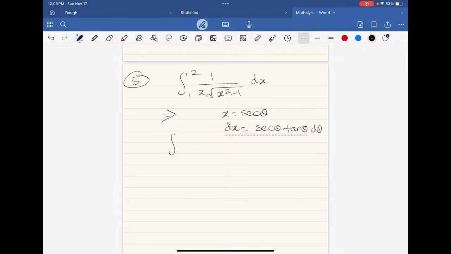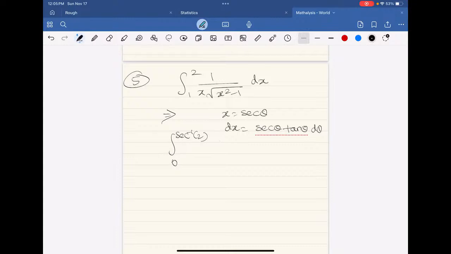Now what is sec inverse 1? Sec 0 is 1, so sec inverse 1 is just 0. And what is sec inverse 2? I don't think there's anything simpler for that. Okay, sec inverse 2.